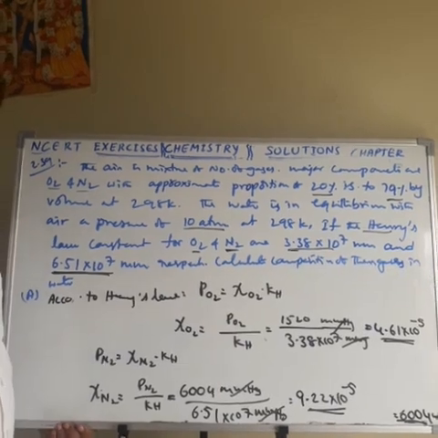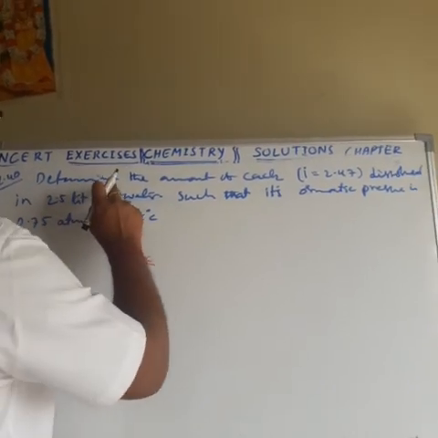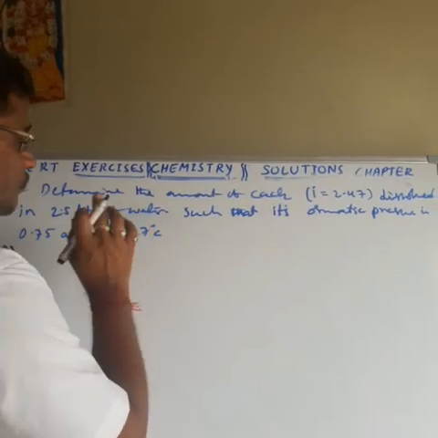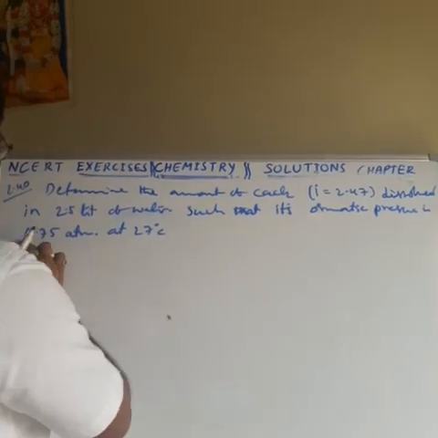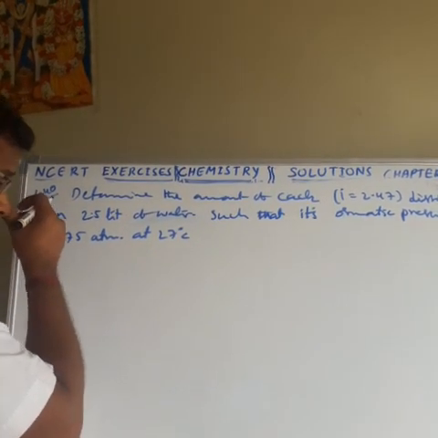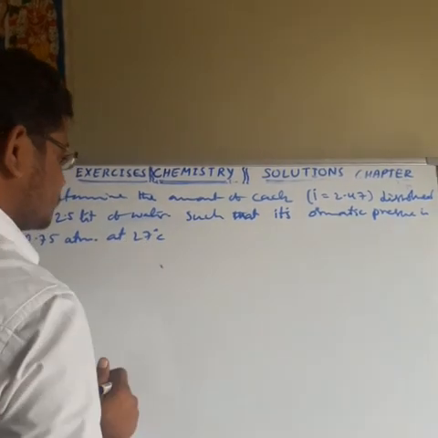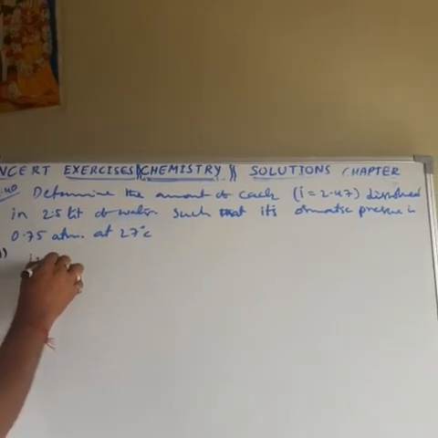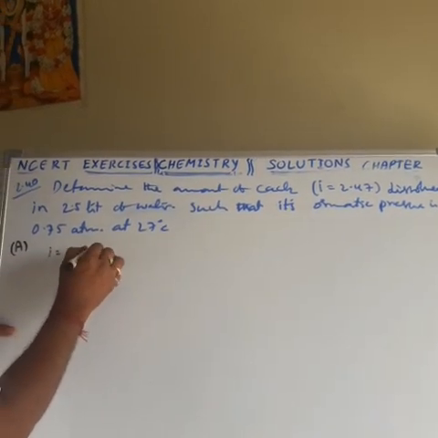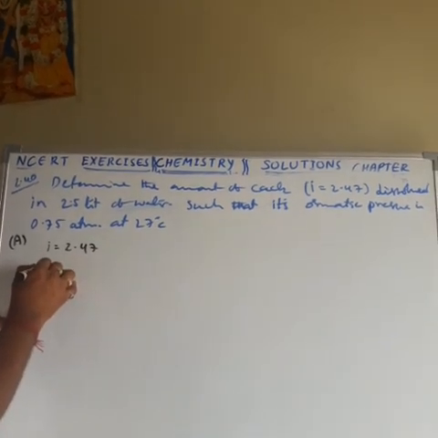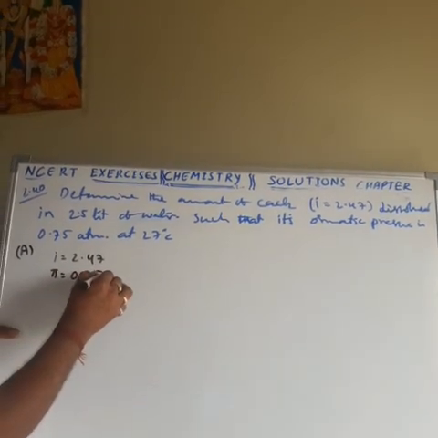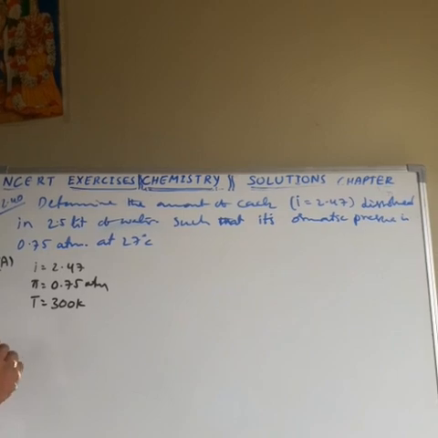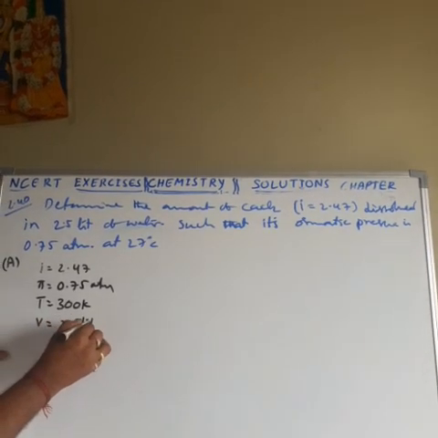Next, question number 40. Let us see question number 40. The amount of calcium chloride dissolved in 2.5 liters of water such that its osmotic pressure is 0.75 atmosphere. Again, temperature they give. So first, the data they give: the i value, the van't Hoff factor, is 2.47. Next, osmotic pressure pi value is 0.75 atmosphere. Next, temperature 300 Kelvin, volume 2.5 liters.